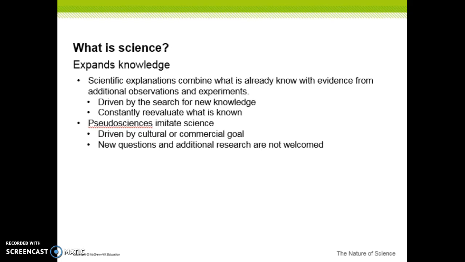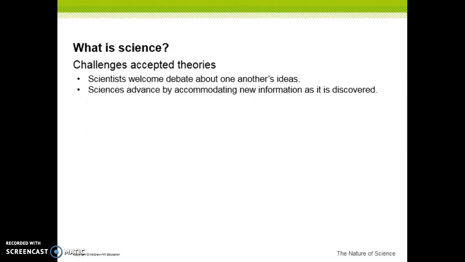Pseudosciences imitate science. They're driven by cultural or commercial goals, and new questions and additional research are not welcomed. Challenges, accepted theories. Scientists welcome debate. They love to argue about one another's ideas.